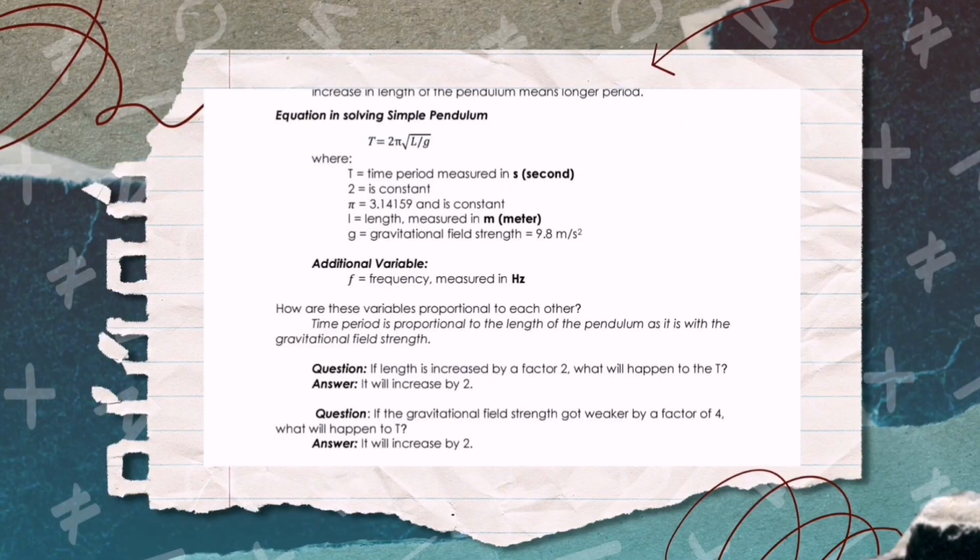The time period T, which is the time it takes for one complete swing, is given by the equation T equals 2 pi times the square root of L over g, where T is the period in seconds, L is the length of the pendulum in meters, g is the acceleration due to gravity in meters per second squared, and 2 pi has a constant value of 6.28. So we'll just remember that the mass of the bob does not affect the period. The amplitude for small angles does not affect the period. The gravitational field strength and the length of the pendulum determine its time period.